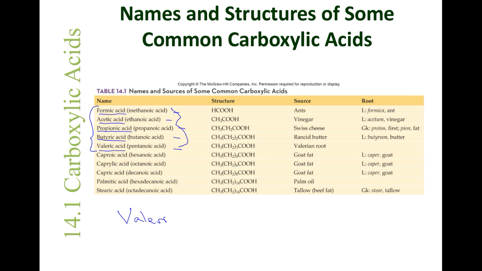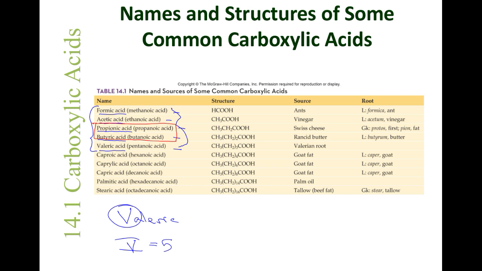They said, okay, well, valeric has V, and V is the Roman numeral for 5, so maybe you can remember that's 5 carbons. But the ones that seem to be the most challenging for students, in my experience, are propionic acid and butyric acid. So I'm going to circle those ones, or put a box around those.